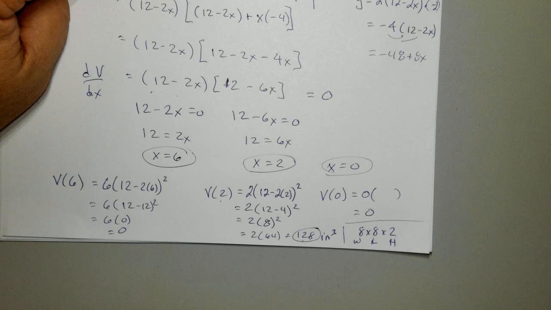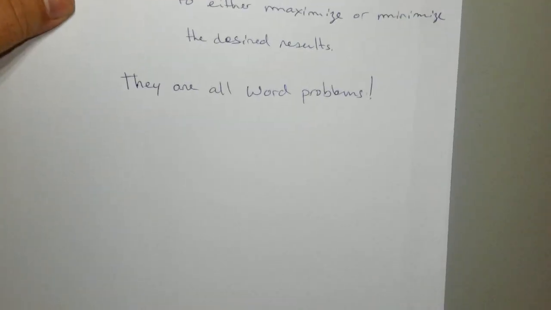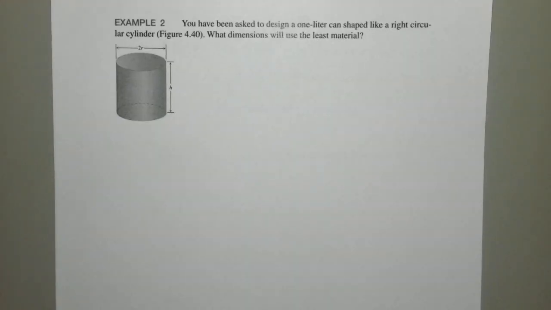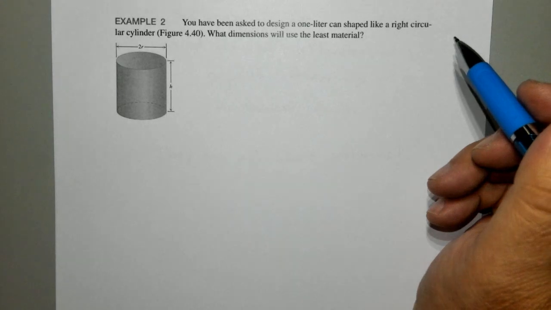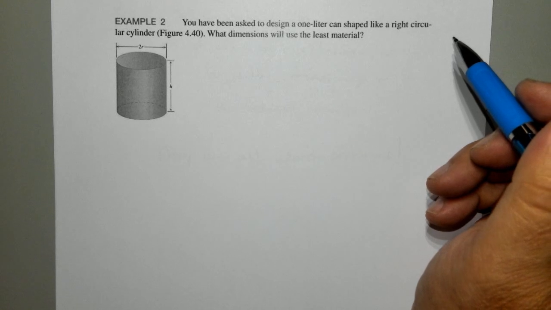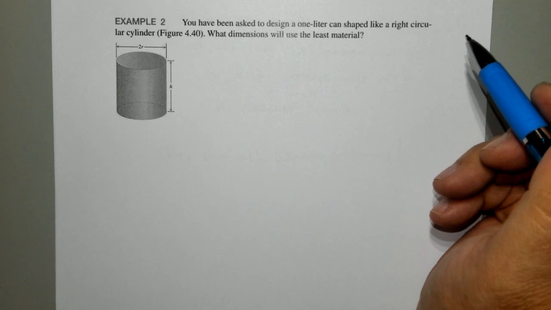Any questions about that? Let's look at the cylinder. You've been asked to design a 1-liter can shaped like a right cylinder. What is a right cylinder? What do you think a right cylinder would mean?